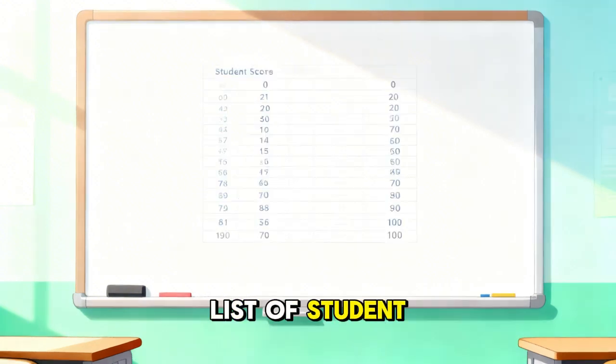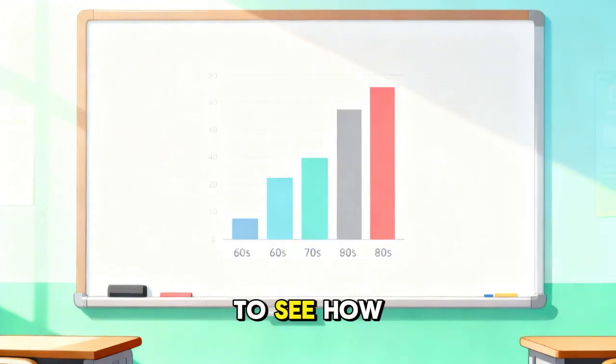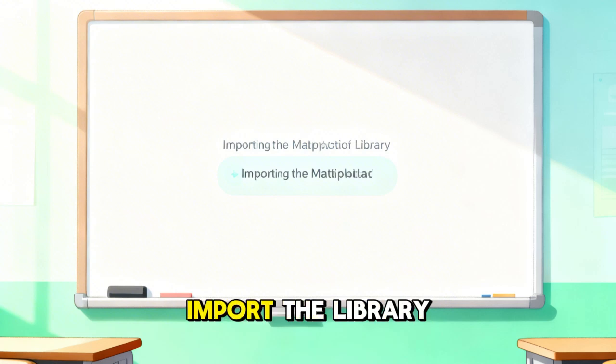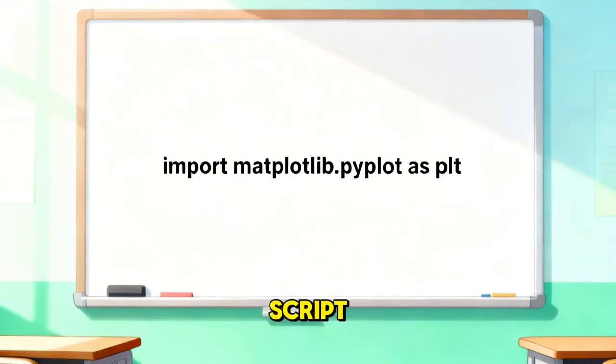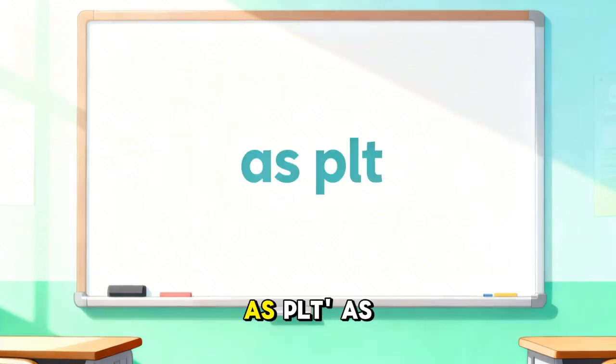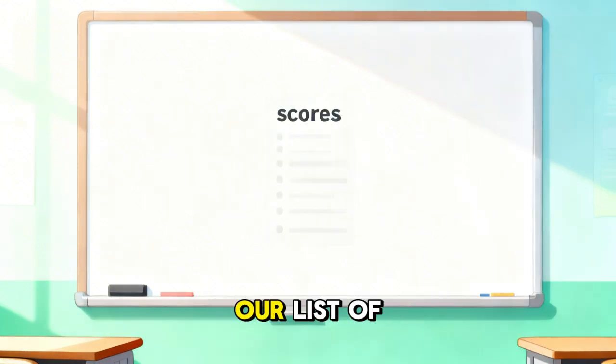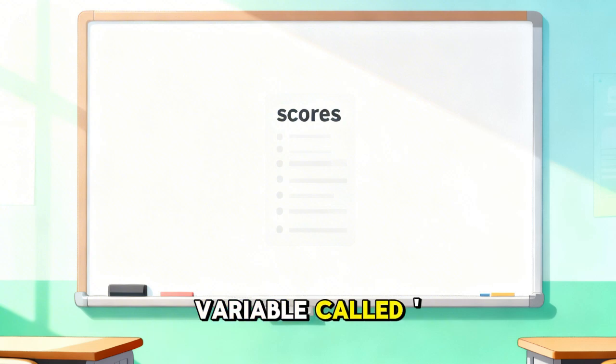Imagine we have a list of student test scores, say, from 0 to 100. Our goal is to see how many students scored in the 60s, 70s, 80s, and so on. First things first, you'll need to import the library. In your Python script, you'll type import matplotlib.pyplot as plt. We use as plt as a common shorthand to make our code cleaner. Next, let's say our list of scores is stored in a variable called scores.